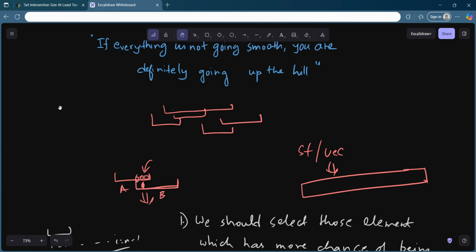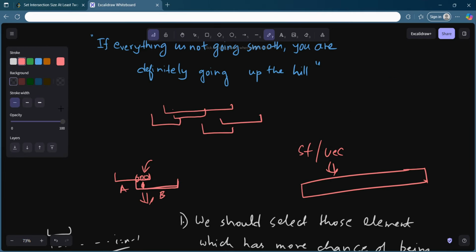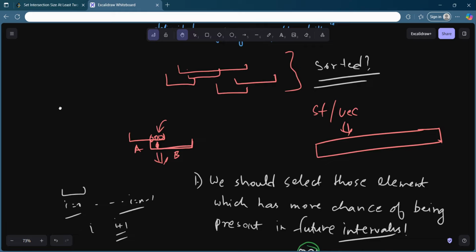Now definitely the intervals, since they are present in a haphazard way, there is nowhere told in the question that they are sorted or something. You definitely need to sort it. So now how should you exactly sort this?